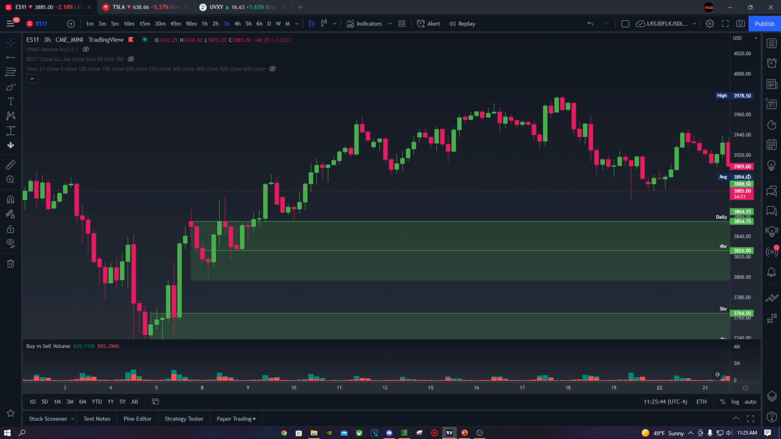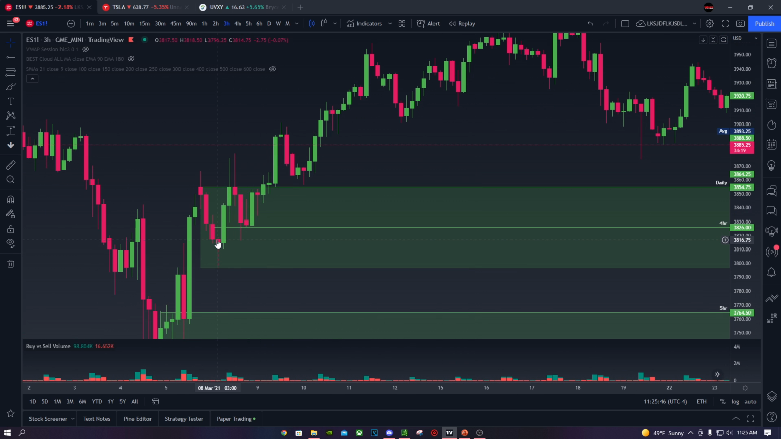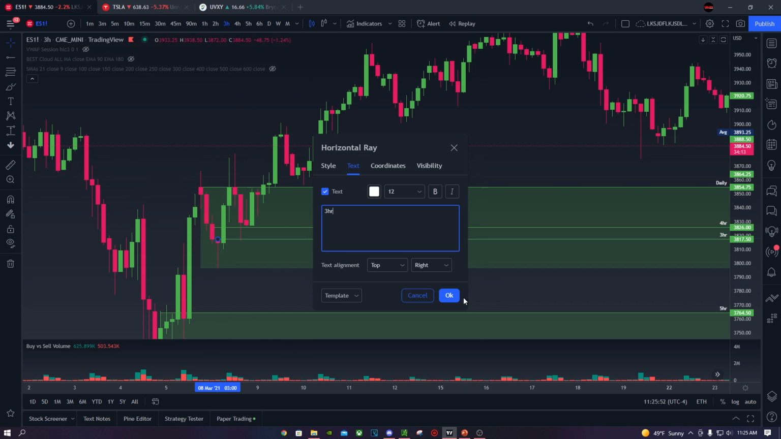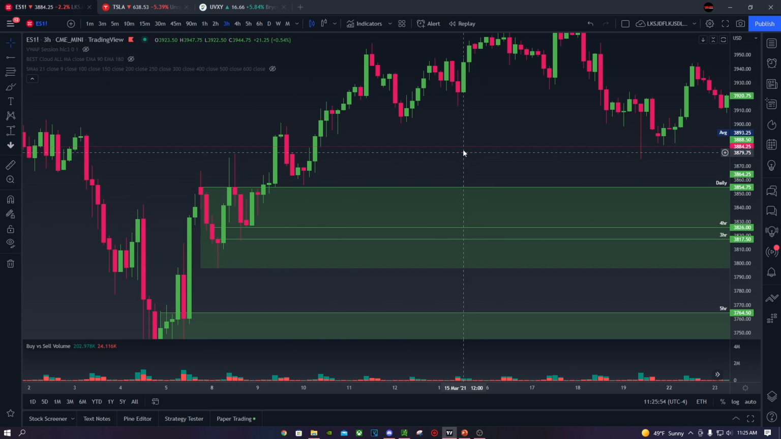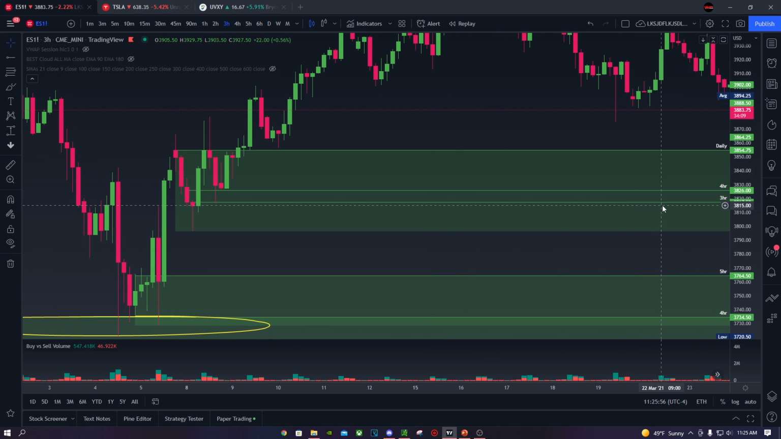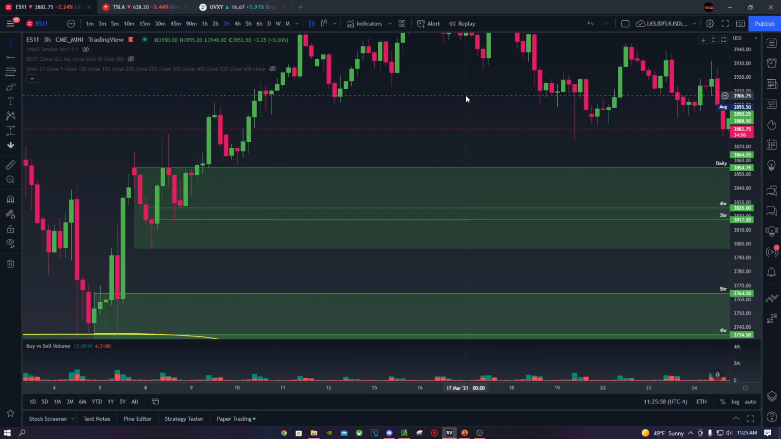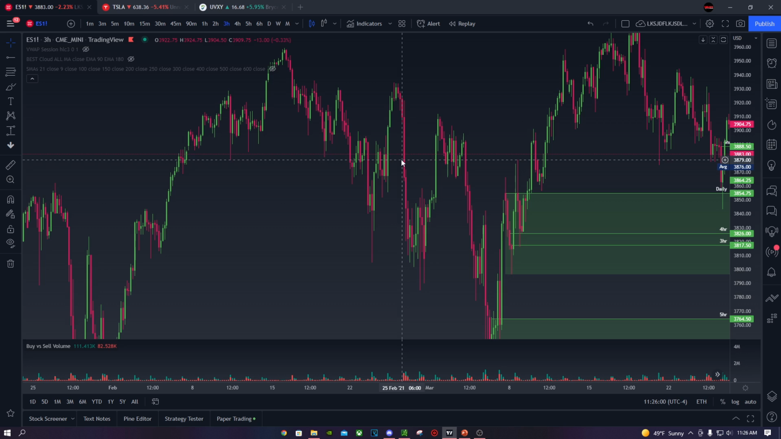So this again, right here, would probably be a 3-hour zone. A good buying wick, little basin candle, a nice rally to the upside. Could say that's a 3-hour zone. But it's so close to this 4-hour zone, it's like 9 points away. So you don't need to draw that because it's still inside of our demand zone.